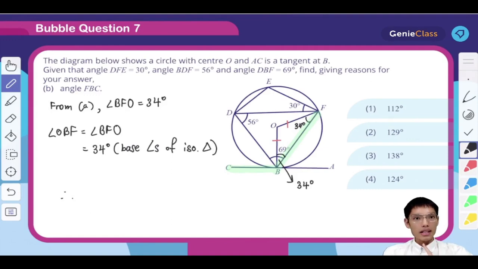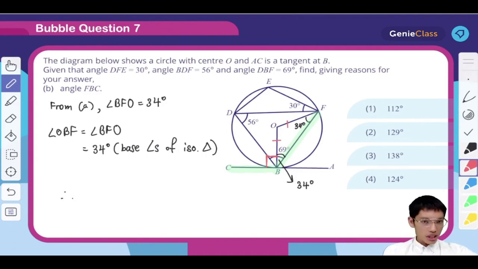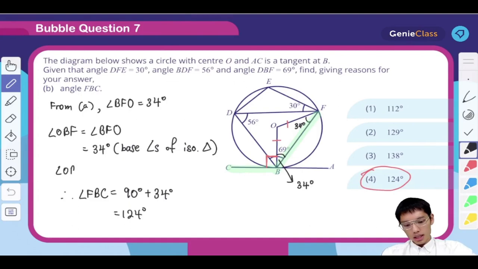Okay, but why is it a right angle? I think you guys got it. You have to state the reason why. The question says, find, given your reason. So over here, I'm stating the reason. What is the reason over here? Why is it a right angle? So if I know it's a right angle, 90 plus 34 is equals to 124, which is the answer, last one. But what is the reason why I can say OBC, it's a right angle?